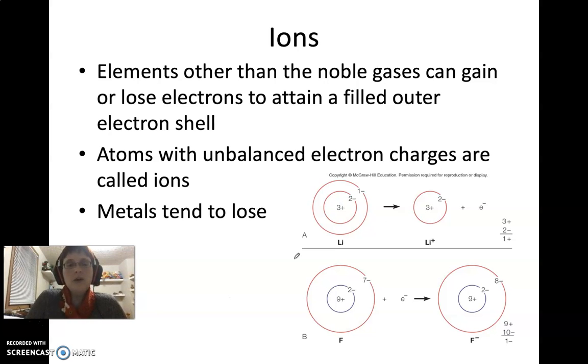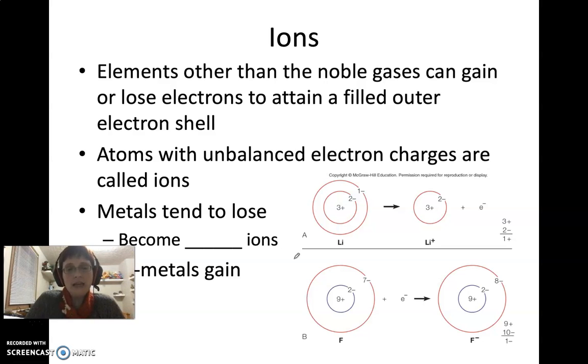ion. So who tends to become which type? Metals tend to lose electrons, so that means they're going to become positive ions like lithium. So any of the metals, like I said, alkali and alkaline earth metals tend to become ions. So any of those from the left-hand side, we also get transition metals that will become ions. Non-metals tend to gain electrons. So if it's a non-metal and it's going to become an ion, then it's going to become a negative ion because they're going to gain electrons to fill that shell.